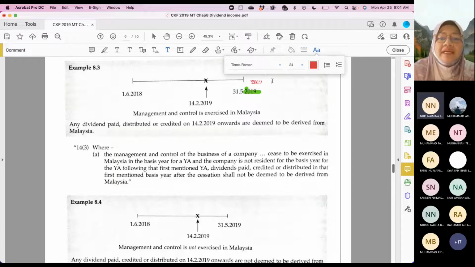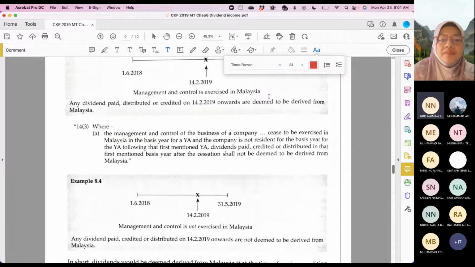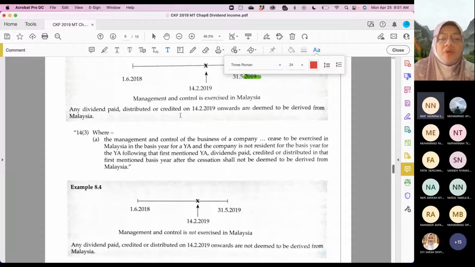YA 2019 refers to the basis. The basis period is what we refer to as YA 2019. So any dividend paid, distributed or credited on 14th of February onwards is deemed to be derived from Malaysia.